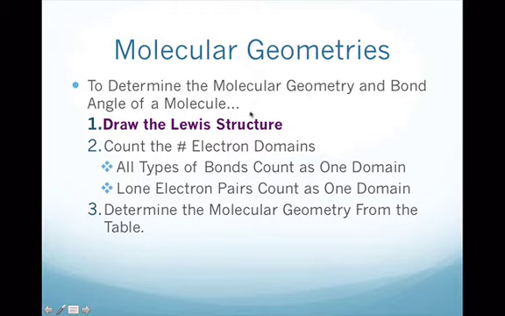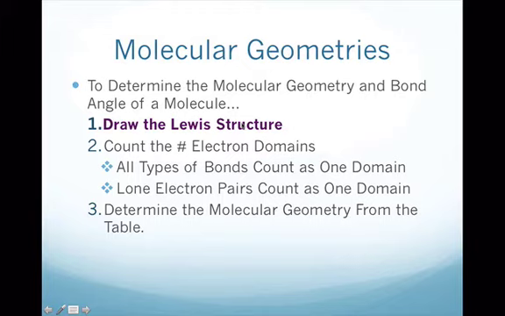So your first step is always to draw the Lewis structure, and that's what we did before. Then you're going to count the number of electron domains. An electron domain can either be a bond. So if you have a single bond, a double bond, a triple bond, any bond just counts as one electron domain. And your lone electron pairs, those dots, also count as one electron domain. So even if you have a triple bond, it still only counts for one electron domain.